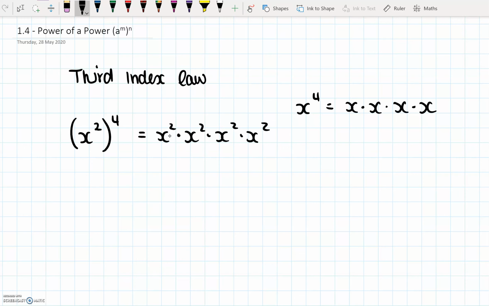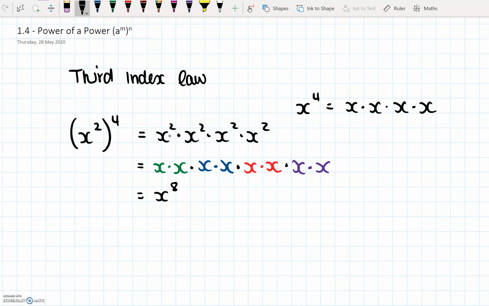Okay, and so if we break that down even a little bit further, that means we have x times x multiplied by x times x multiplied by x times x multiplied by x times x. And remember, with these, I don't expect you to write all of this out, okay? This is just to show you where we get the rule from. All right, so in total, if you count up all those x's, we are multiplying x by itself 8 times. So we have x to the power of 8.